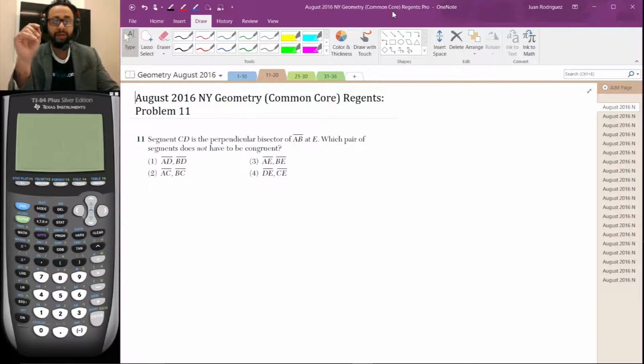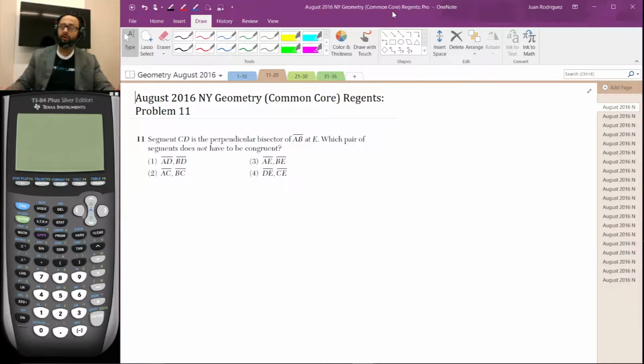So here's the problem. Segment CD is the perpendicular bisector of AB at E. Which pair of segments does not have to be congruent? AD and BD, AC and BC, AE and BE, and DE and CE.